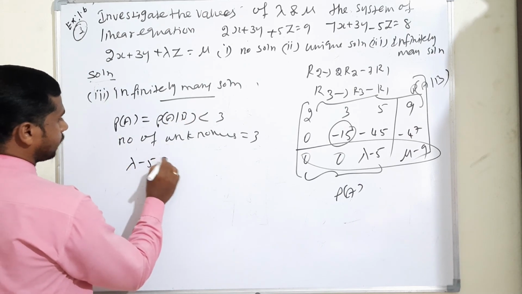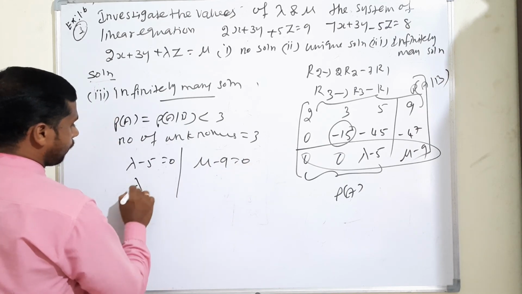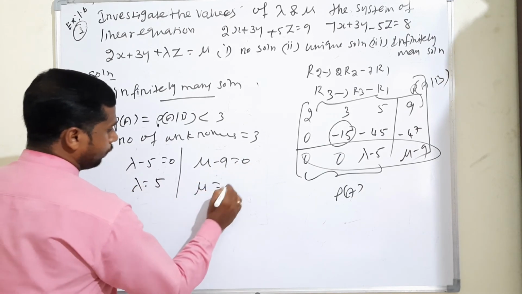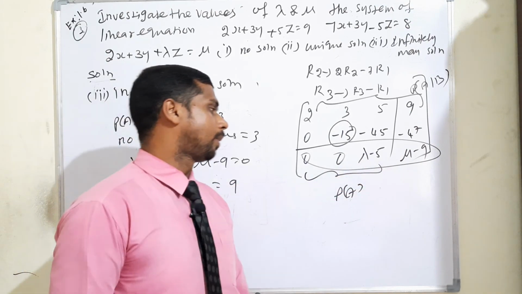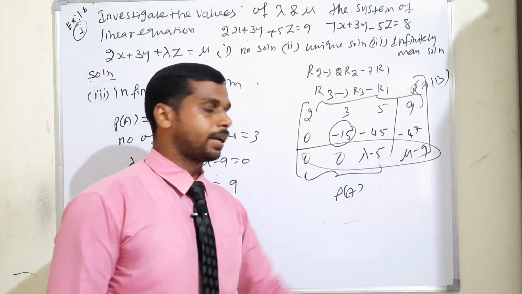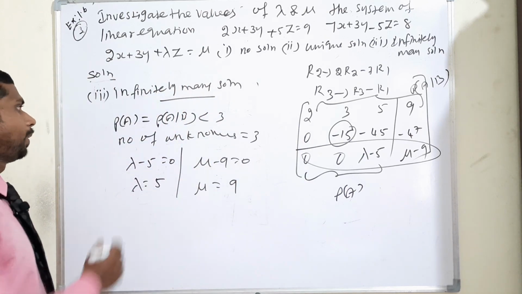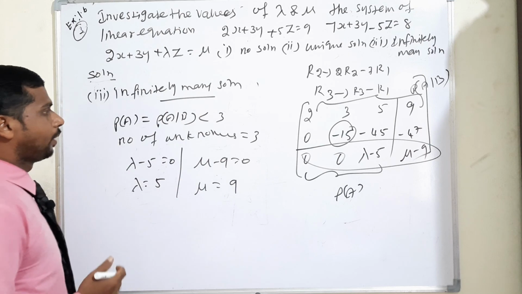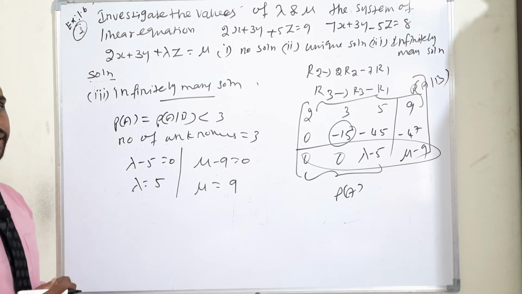So lambda minus 5 also equal to 0. Then mu minus 9 also equal to 0. So lambda is equal to positive 5. Then mu also 9. So if we consider lambda is equal to 5, see 5 minus 5, 0. Then mu is equal to 9 means 9 minus 9 also 0. So we can say the third row is 0 row. If third row is 0 row, rank of A, comparing rank of A with B also less than 3. So our proof also correct. This is infinitely many solutions.